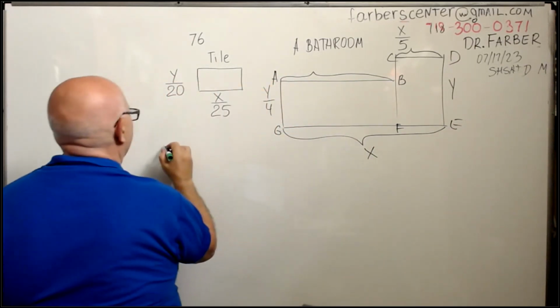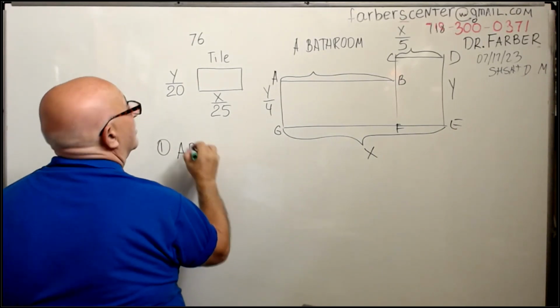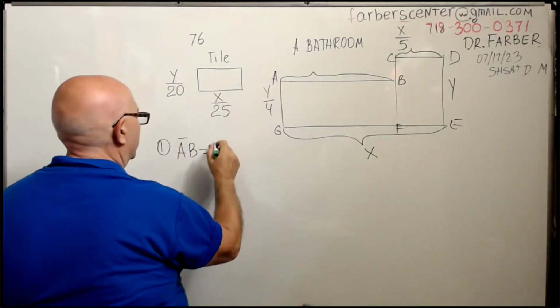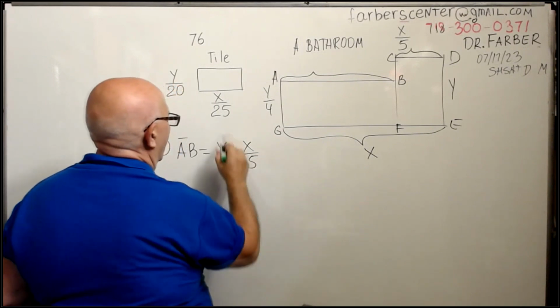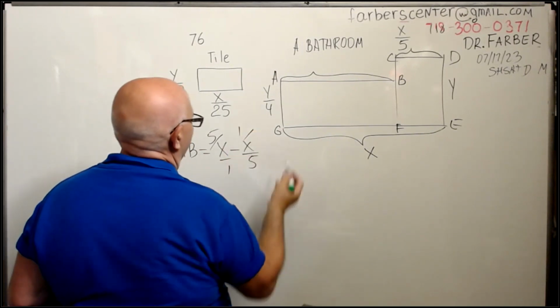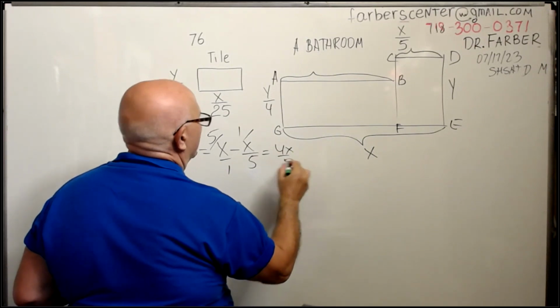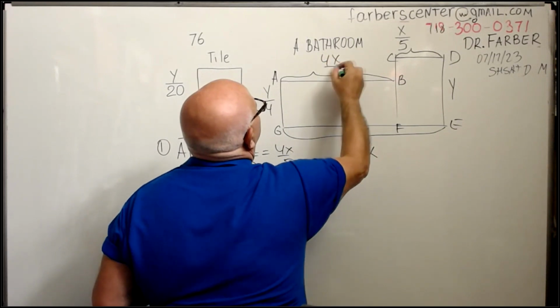So step number 1. AB equals x minus x over 5, or 4x over 5, you can do it mentally. 4x over 5. This is this dimension, 4x over 5.